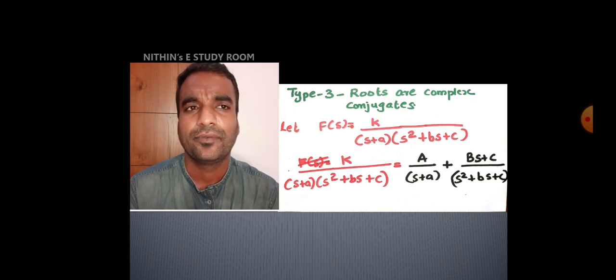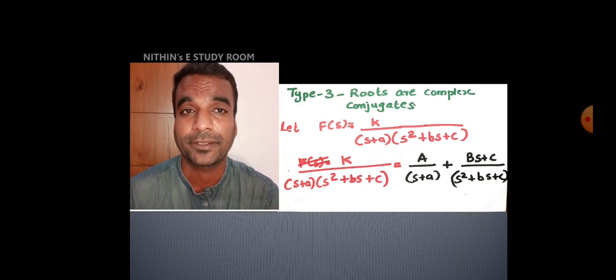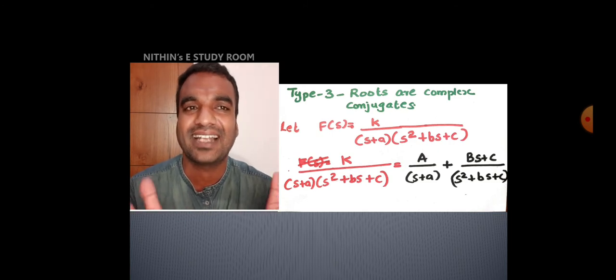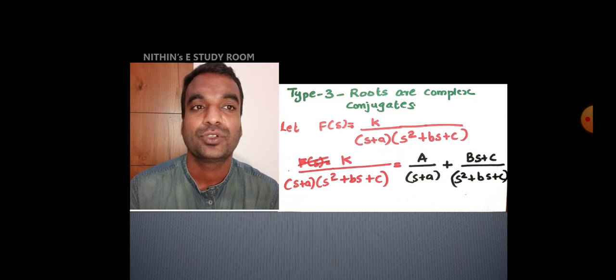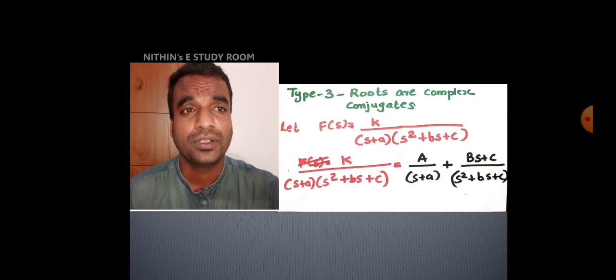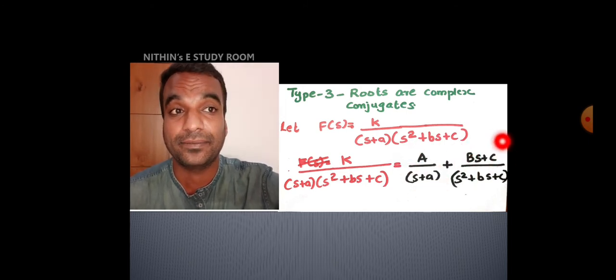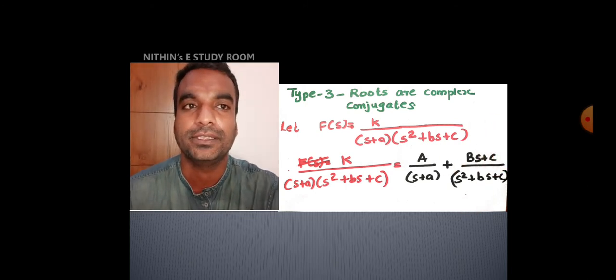If it is s square plus 5s plus 6, you can easily fractionalize as s plus 2 into s plus 3. But in some cases, you cannot fractionalize directly because the roots may be complex or imaginary. So if such terms appear, what we have to do? We have to take it as A by s plus a into bs plus c by s square plus bs plus c. Two constants are there, b is constant, c is constant.